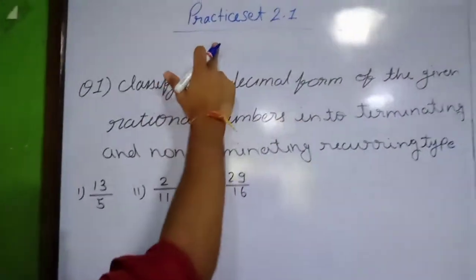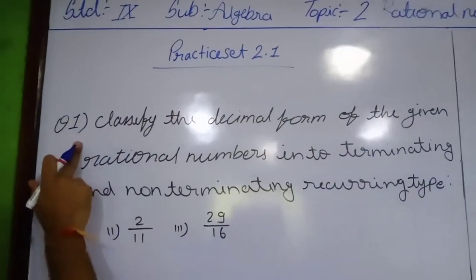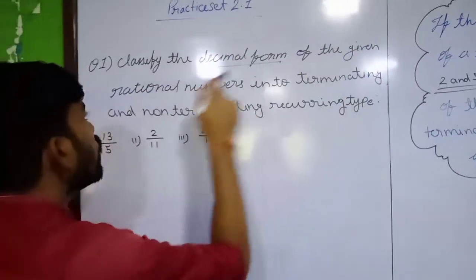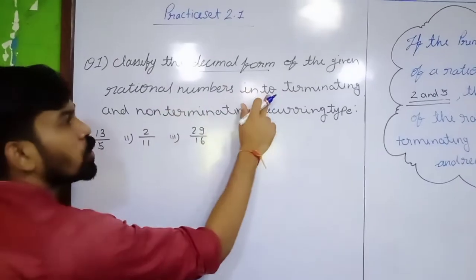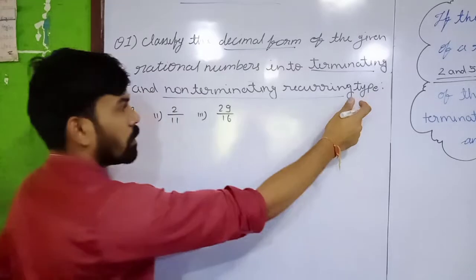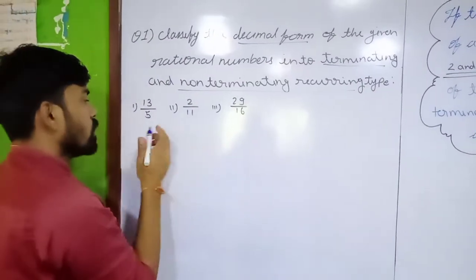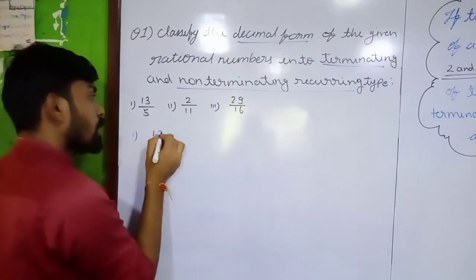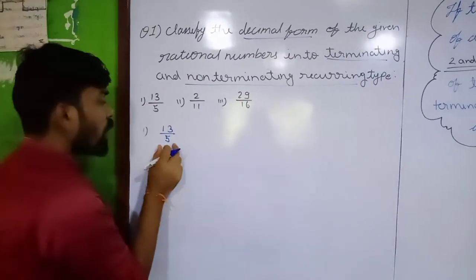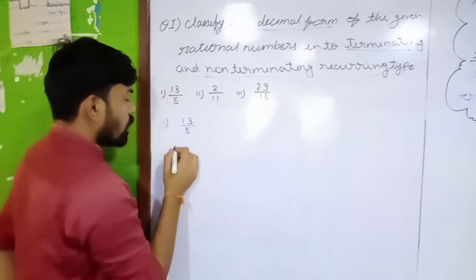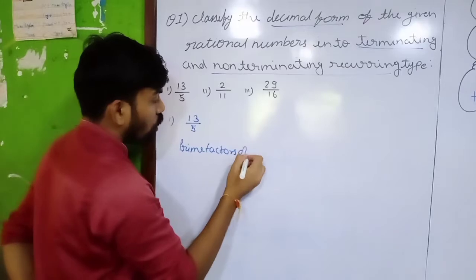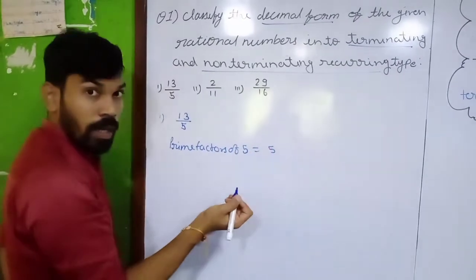Let's start practice set number 2.1. Question number 1. Classify the decimal form of the given rational numbers into terminating and non-terminating recurring type. Here we have three questions. See the first one, 13 upon 5. Prime factors of 5 is equal to 5.